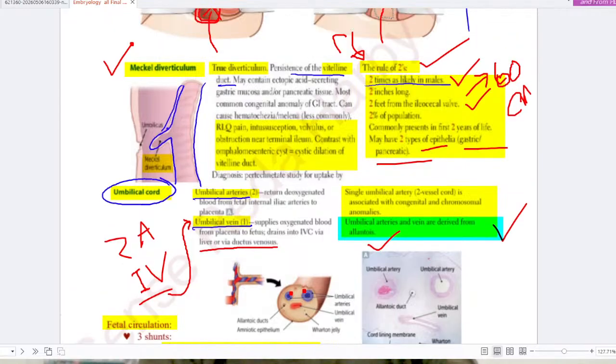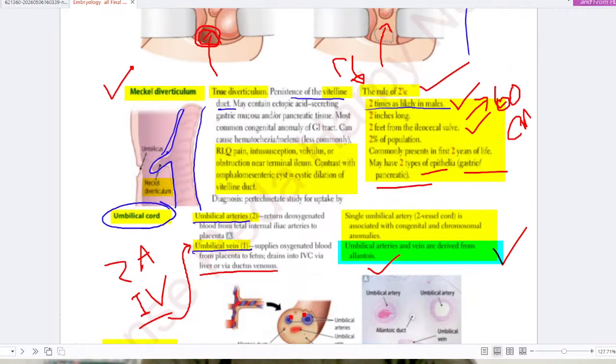Now, just read this rule of twos. This is an exam question. Rule of twos.